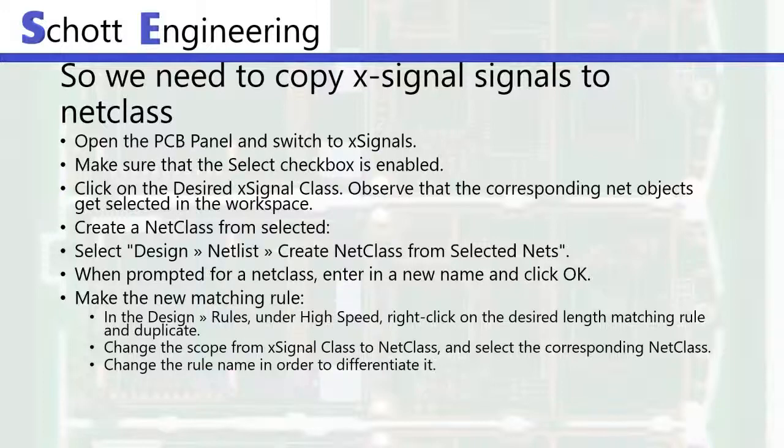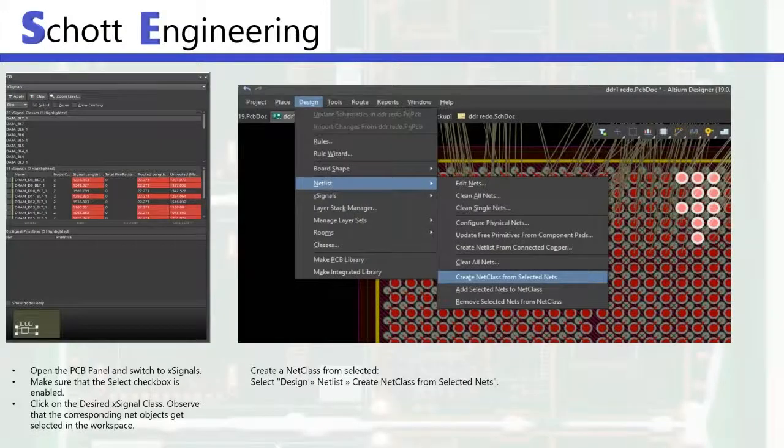I'm not going to read through this because I've actually gone through the steps in the next few slides, but this is probably another good slide to take a screenshot of. Now you open up the PCB panel and you click on the X signals, and then you click on the desired X signal and you just observe that it is selected in your PCB layout. Then you go to Design, Netlist, Create Netlist from Selected Nets.